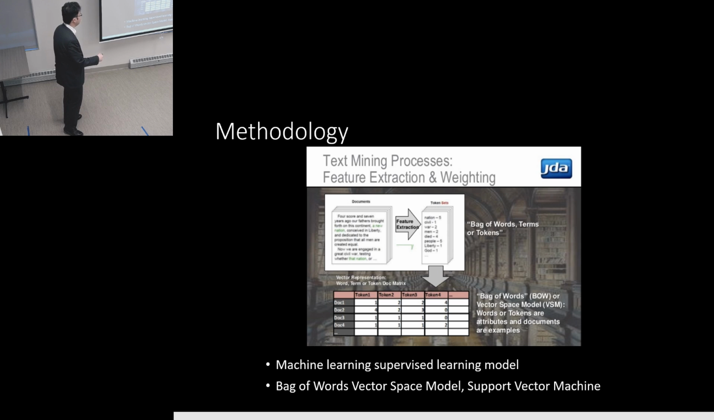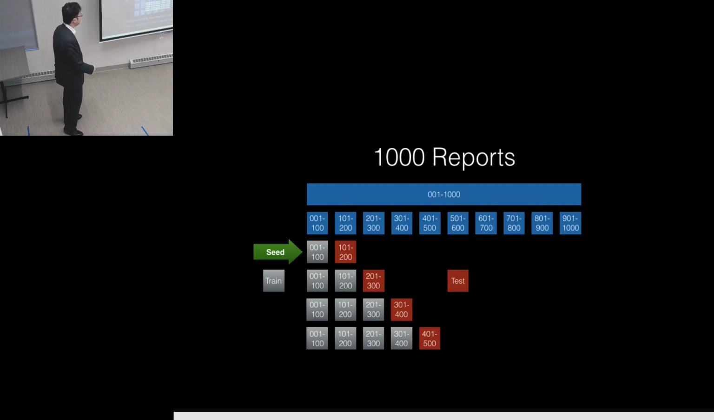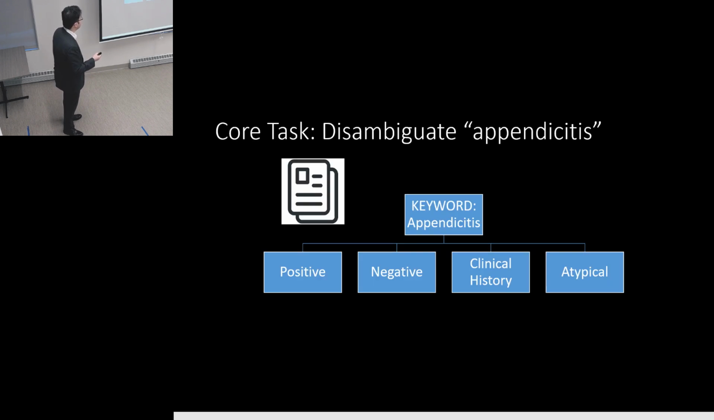You have a bunch of keywords, you extract them out and index them. There's a machine learning concept called a support vector machine, but basically we took 1,000 reports that contained the word appendicitis, and we tried to do a disambiguation, right? Was it saying there was an appendicitis, was it a negative, was it just in the clinical history? So "rule out appendicitis" doesn't mean yes or no, it just means we're wondering about it, right? Also an atypical manifestation and so forth.